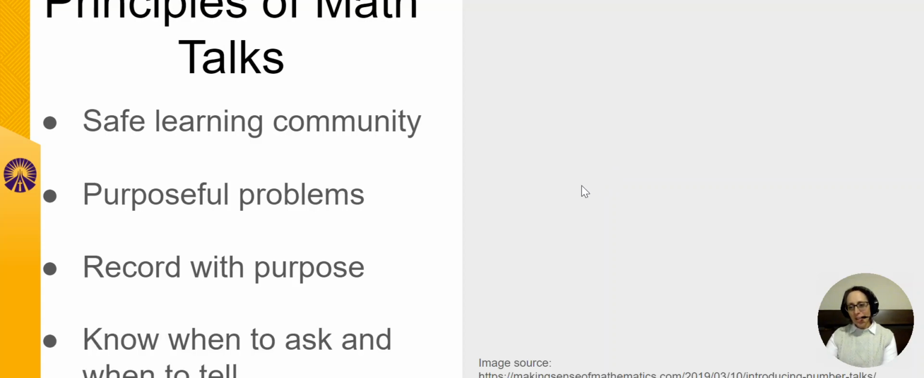One of the challenging pieces, but one that's worthy of noting, is knowing when to ask and when to tell during a math talk. It's very, very tempting to just show kids how to do it. If you have the ability to ask questions that deepen their thinking, to clarify their thinking, or to even throw the question back to the whole class so that other students have a chance to answer, it's far more powerful.